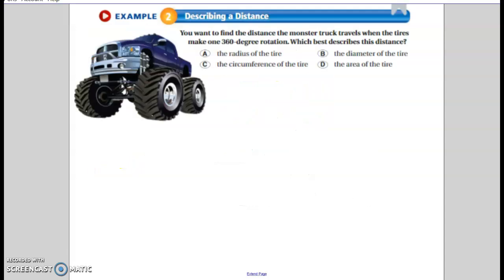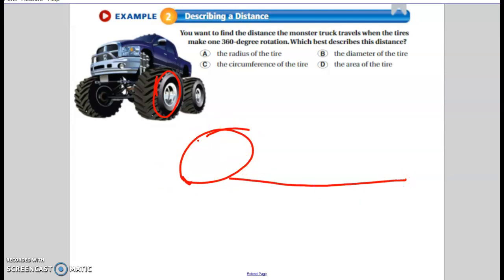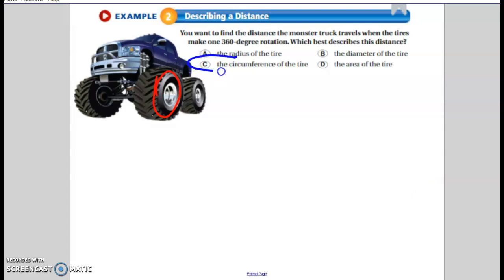All right, so far so good. Describing a distance, you want to find the distance a monster truck travels when the tires make a 360-degree rotation. So with 360 degrees, it's just one rotation all the way around. And if it's rolling, here's your tire and it's rolling, it goes this way. Gosh, what a terrible picture. My point is, it's the distance around the outside of the tire that tells you how far you're going to go. And the distance around the outside of the tire is your circumference.